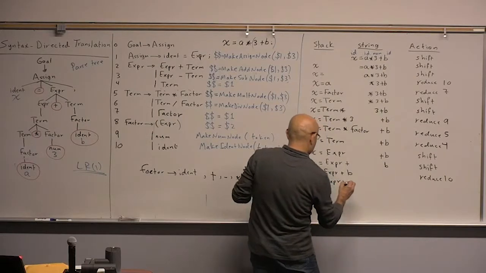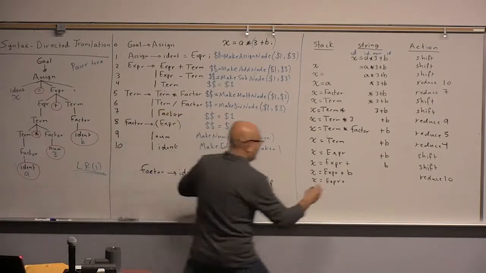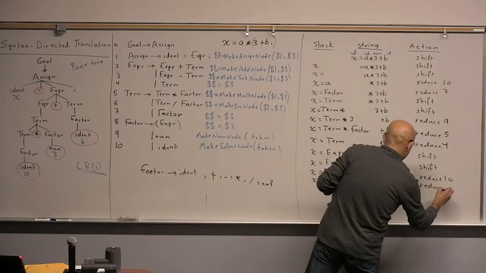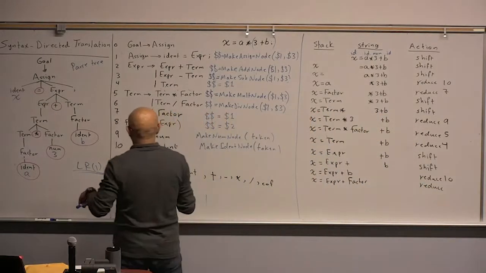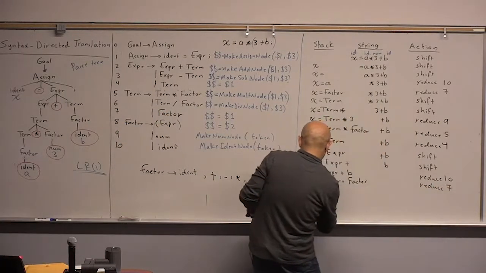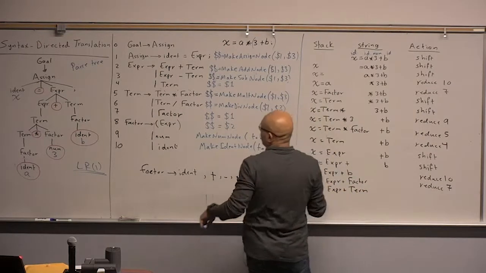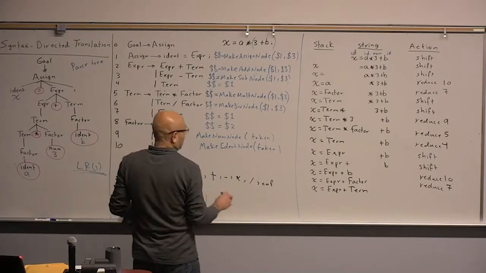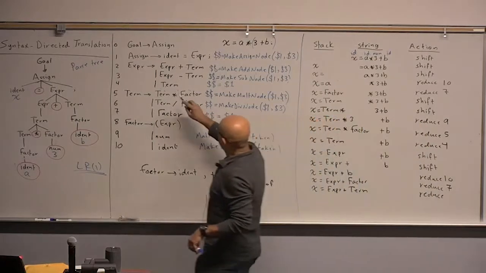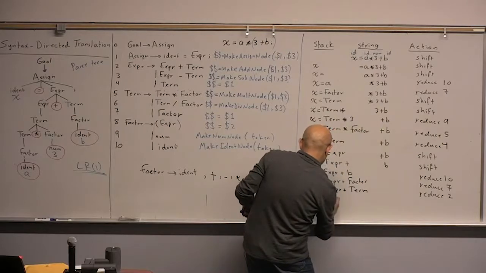But isn't B already an identifier? Yeah. So by rule number 10, we're reducing an identifier to a factor. And then we reduce the factor to a term, which is by 7. Reduced by 7, we get x equals expression plus term. And then expression plus term gets reduced by rule 2 to an x equals expression.